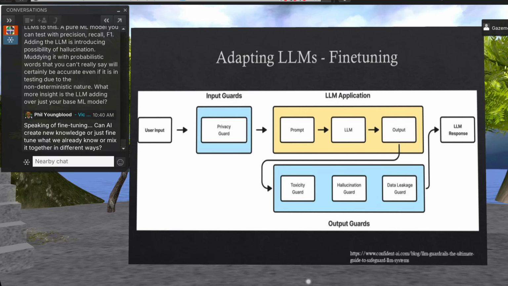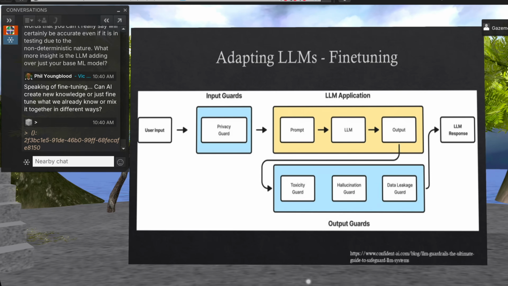So a toxicity guard, hallucination guard, data leakage guard, things like that. This is the kind of pre-processing and post-processing that we often have to develop when we talk about AI models in the medical field.